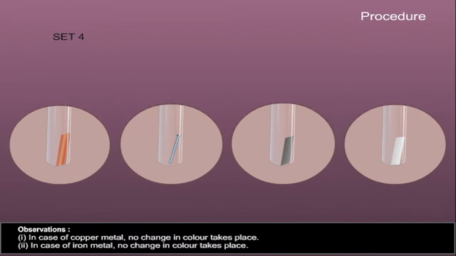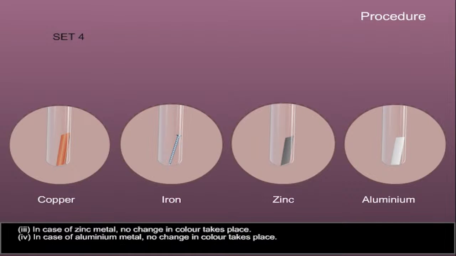Observations. 1. In case of copper metal, no change in color takes place. 2. In case of iron metal, no change in color takes place. 3. In case of zinc metal, no change in color takes place. 4. In case of aluminium metal, no change in color takes place.